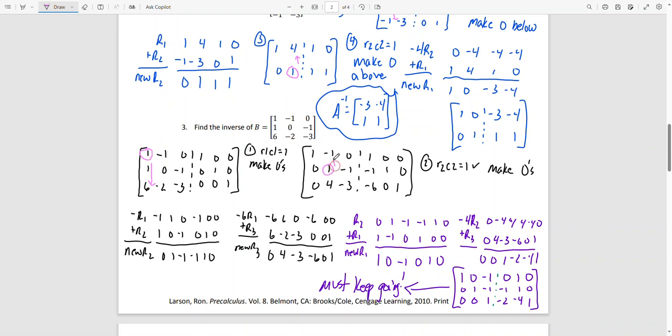Now I need to make a 0 above it. And I need to make a 0 below it. So I could add row 2 and row 1. Get a new row 1. I can add negative 4 times row 2 and add it to row 3. And we go here. Now I have a 1. And I need to make zeros above it. And I just don't have room. We have to keep going.